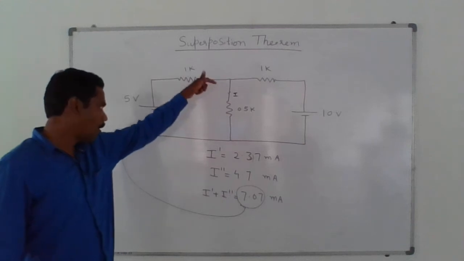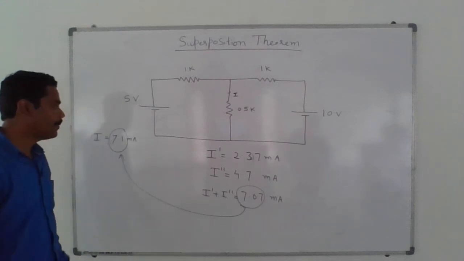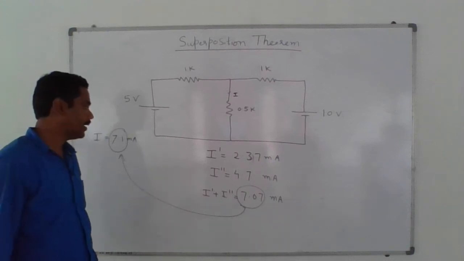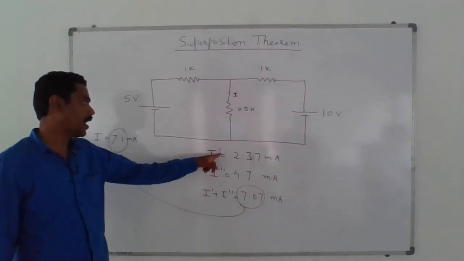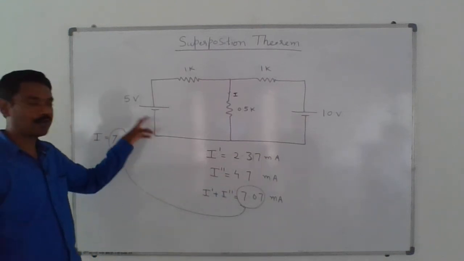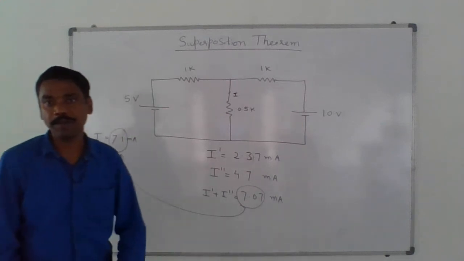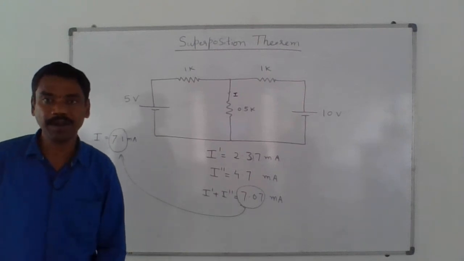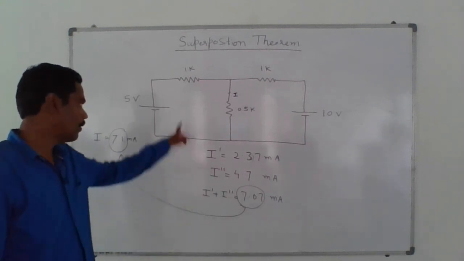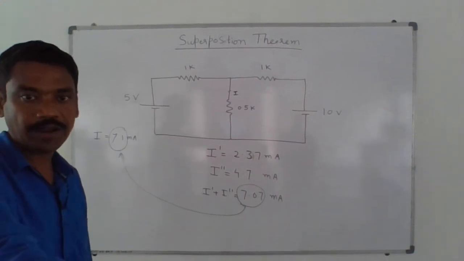The response through any element I is the algebraic sum of individual responses with one source acting at a time. When the 5 volt source is acting, this is I dash. When the 10 volt source is acting, this is I double dash. And the algebraic sum is 7.07, which is approximately equal to the total response. That's all. So this is the experiment: verification of superposition theorem. Thank you very much. In the next lecture we can discuss other experiments.